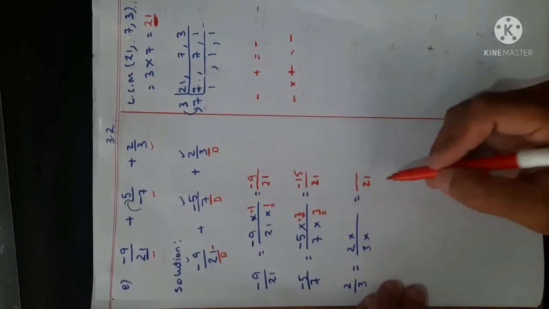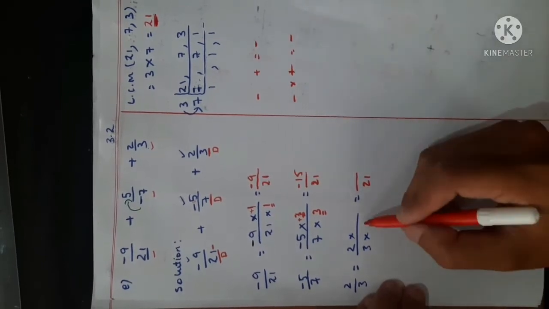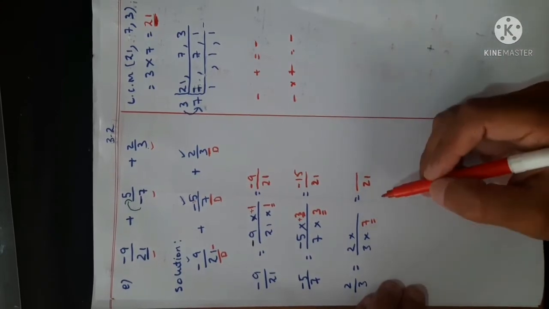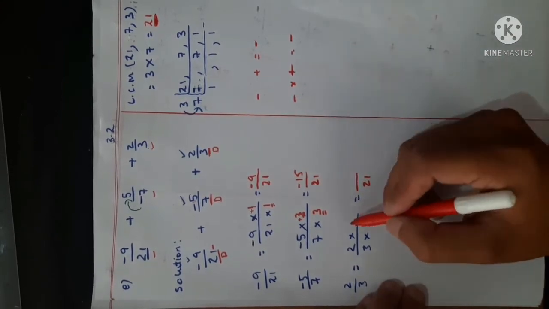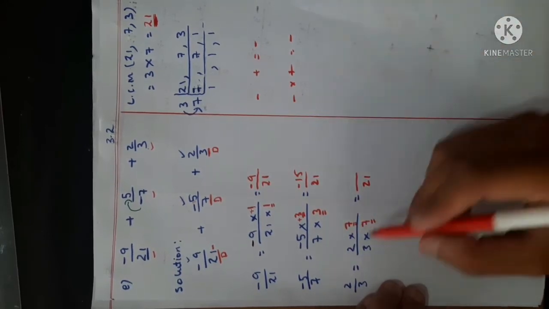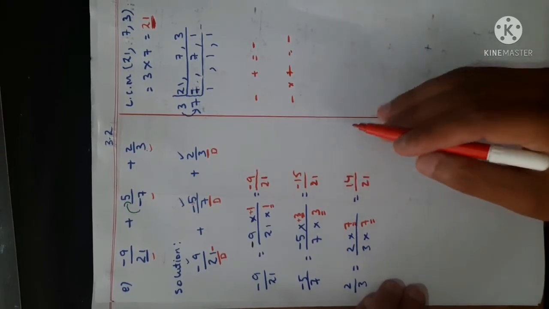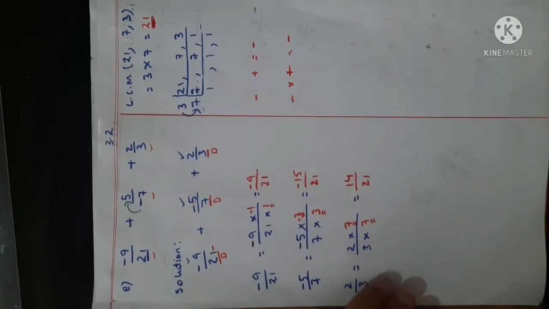So 3 multiplied by 7, how much will we get? 21. 3 multiplied by 7 equals 21, isn't it? Since we have multiplied 7 to the denominator, to the numerator also we have to multiply by 7. 2 multiplied by 7, we will get 14. So now we have their equivalent rational numbers.